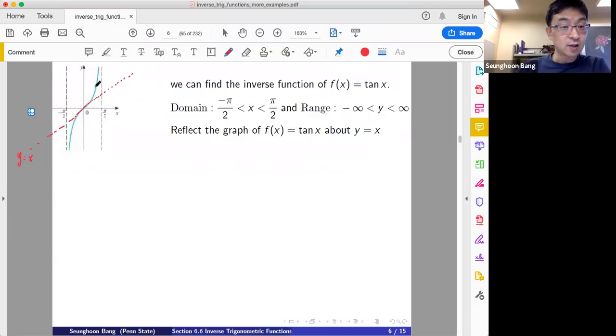So you have to reflect this blue one about the dotted line. What does the graph look like? The graph is this one, like this. We have this kind of graph.